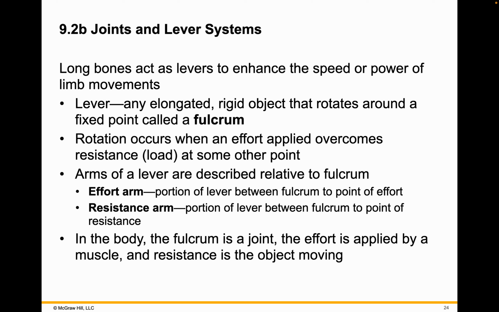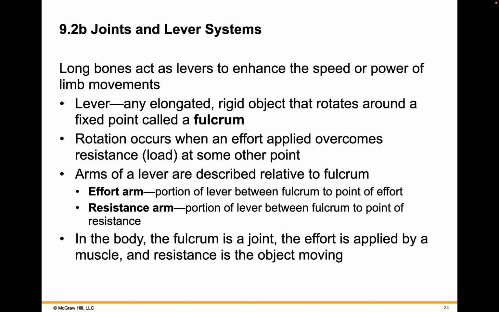Long bones act as levers to enhance the speed or power of limb movements. So we've got to do a little bit of physics here. A lever is any elongated, rigid object that rotates around a fixed point, and that point is called the fulcrum. The rotation occurs when an effort is applied to overcome resistance, which we would refer to as the load, at some other point. The arms of a lever are described relative to the fulcrum. The effort arm is the portion of the lever between the fulcrum and the point of effort. The resistance arm is the portion of the lever between the fulcrum and the point of resistance.